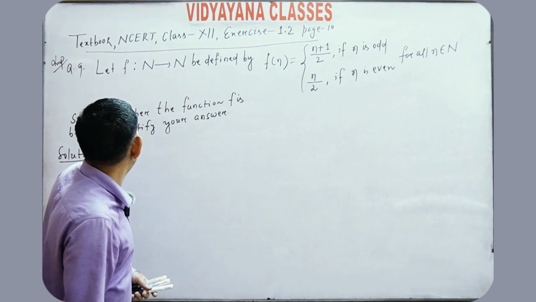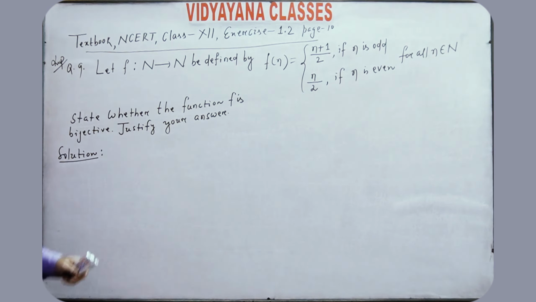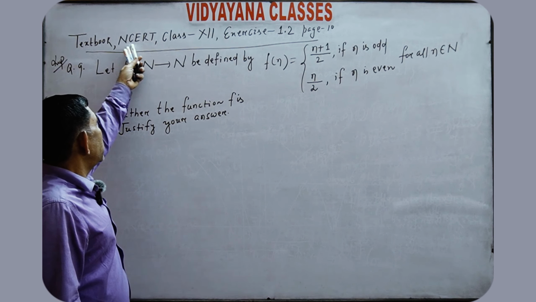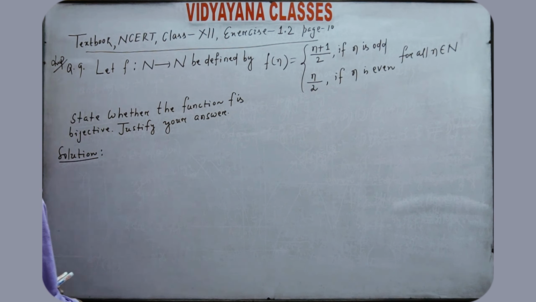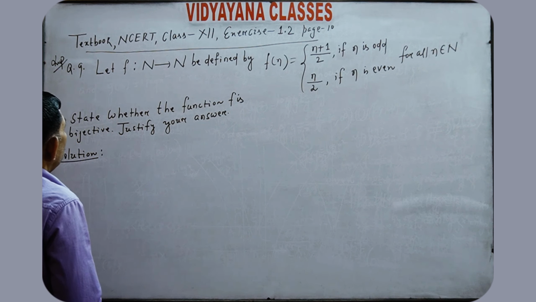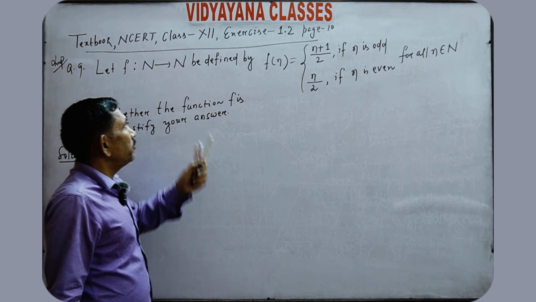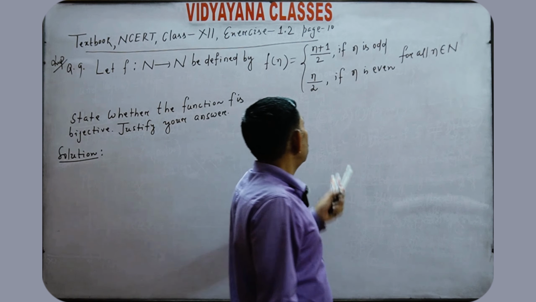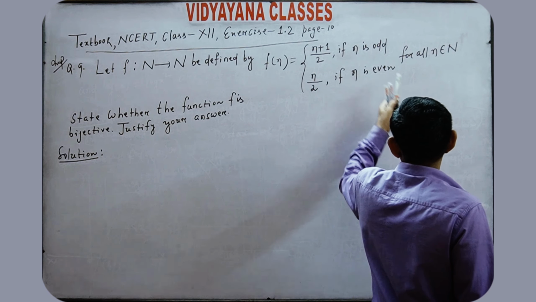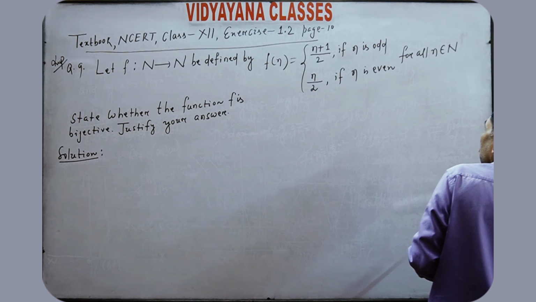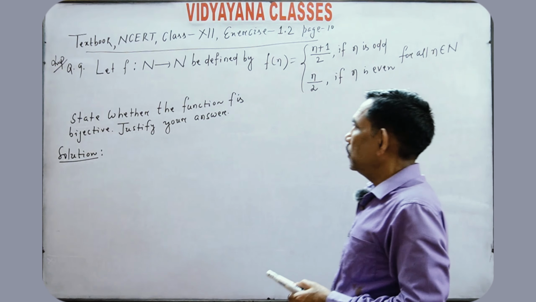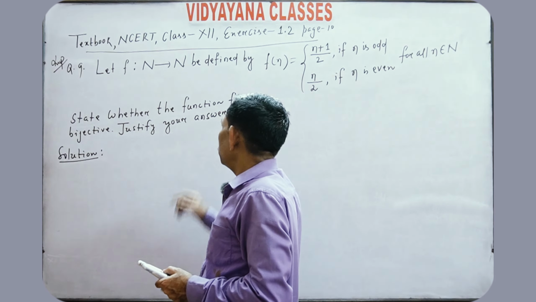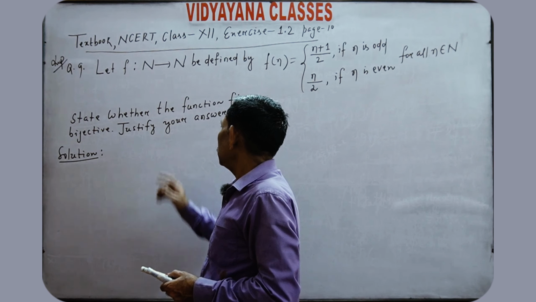Next question. Question number 9, NCERT class 12, exercise 1.2, page number 10. Let f from N to N be defined by f(n) is equal to (n plus 1) by 2 if n is odd, n by 2 if n is even, for all n belonging to capital N. State whether the function f is bijective. Justify your answer.